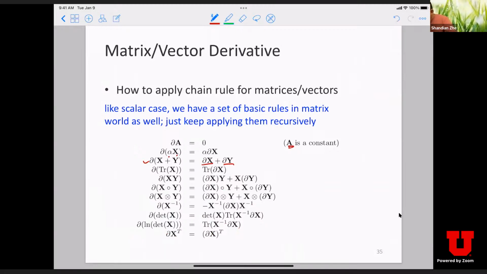And also, if you want to compute the derivative of the product between x and y, it is equal to the derivative of x times y plus x times the derivative of y. It's the same thing. But here, you should be aware that x and y can be two matrices of different sizes. This can be matrix multiplication. X can be, say, m by n, and y could be n by q. But this rule still applies.